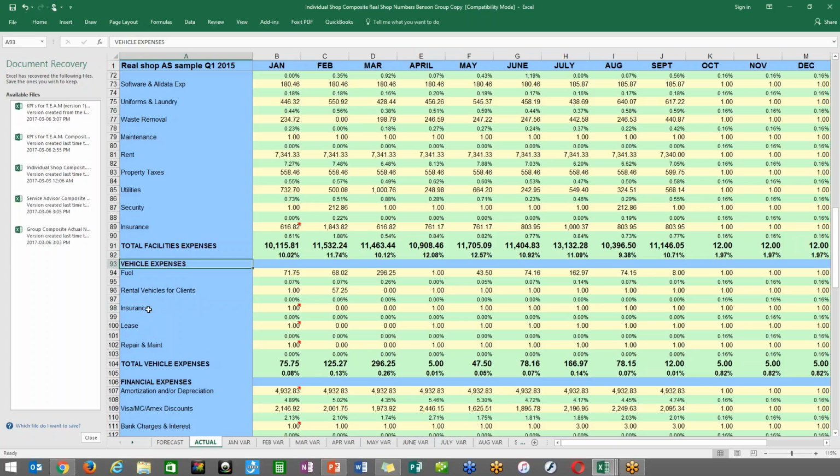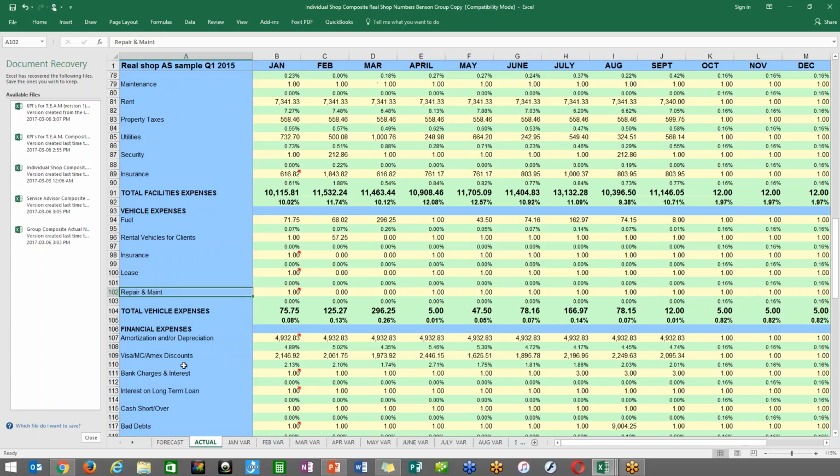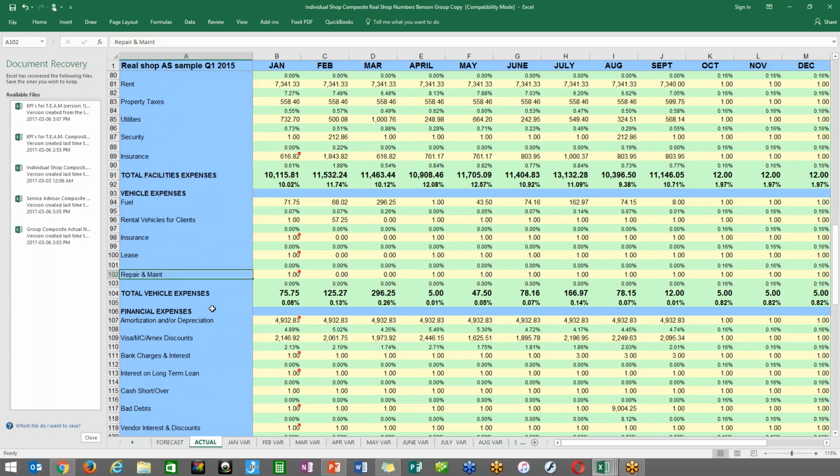Vehicle insurance. So earlier we saw insurance that was under facility. We're talking about vehicles that the shop owns, and maybe he doesn't actually own any separate vehicles, I don't know. Lease, if you lease vehicles, and repair and maintenance on your own vehicles, of course, it was done in your own shop. Then we get down to this line. He only paid $75.75 for total vehicle expense for a shop in the month. Most shops are going to be a little bit higher than that.